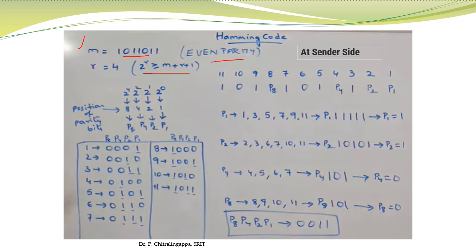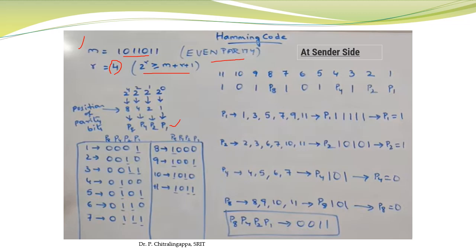Try to calculate the r value. So I got r value is 4, which means 4 bits I am going to add. So p1, p2, p4 and p8, these are the 4 redundancy bits we're going to add into the original message.